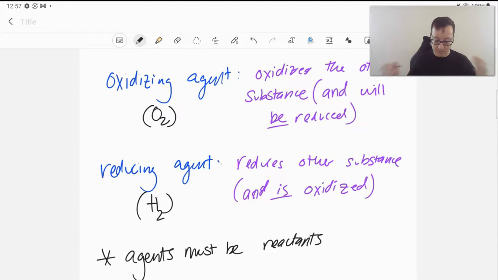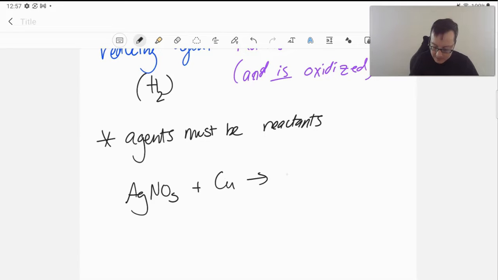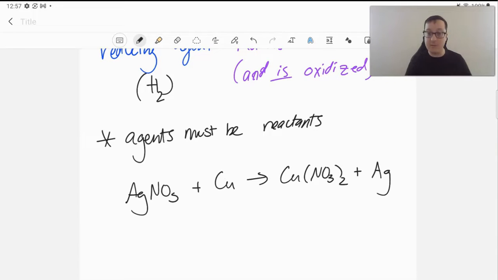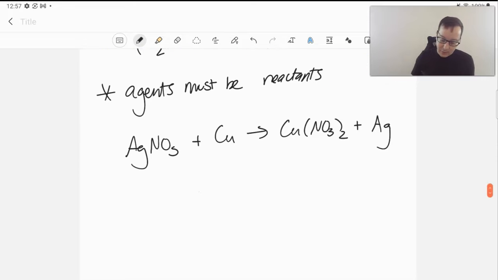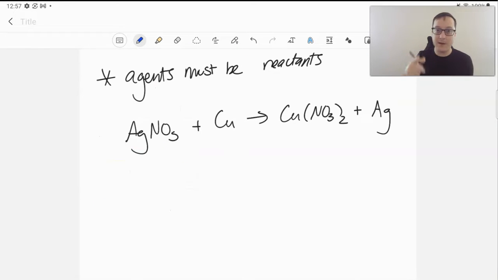All right, so we can look at this one more time. Another one. How about silver nitrate plus copper turns into copper 2 nitrate plus silver. Remember that all single replacements are redox, and we're going to use these a lot in electrochemistry. If we were to calculate the oxidation states of all of these, do it, pause the video.